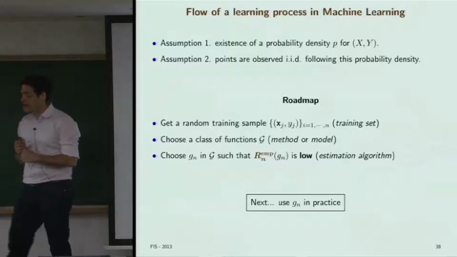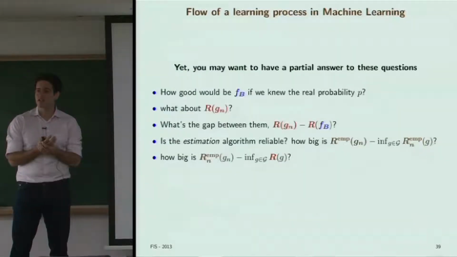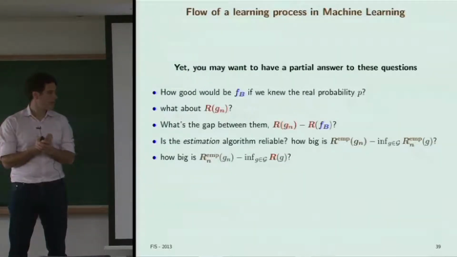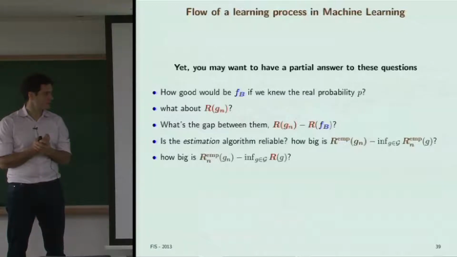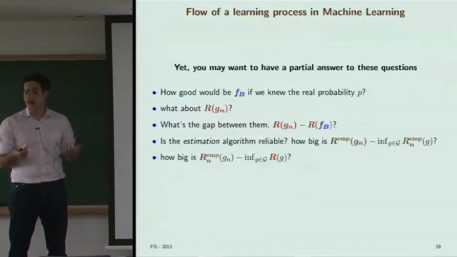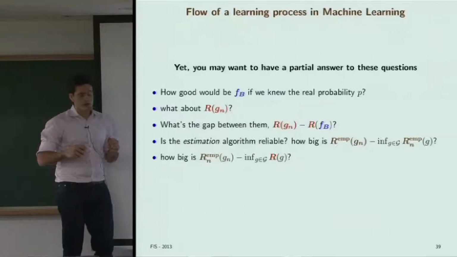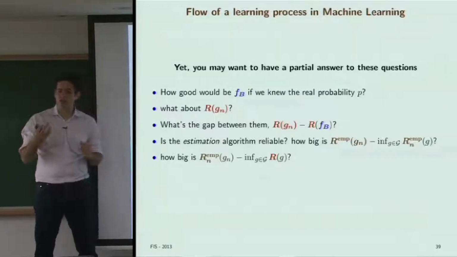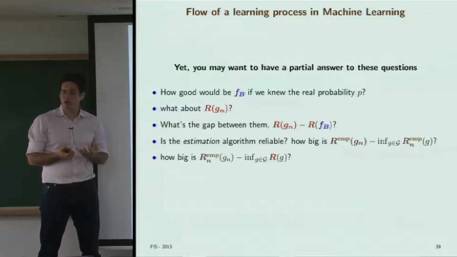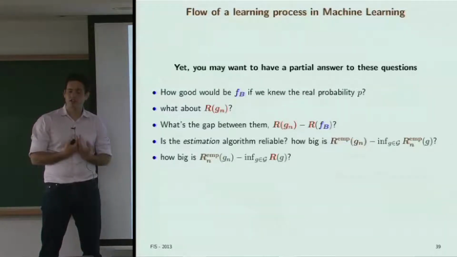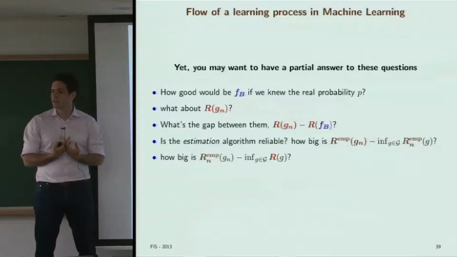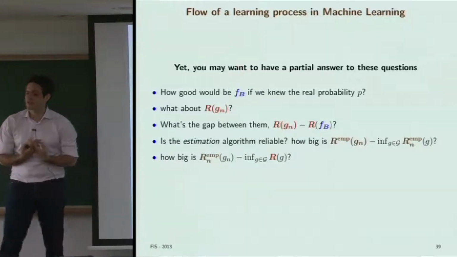So what are the questions that you might want to ask in that case? At least a partial answer. So if you take a function g_n, this is your answer. Maybe you would like to know how good you could have actually performed if you really had access to the real probability. So that's an important question.